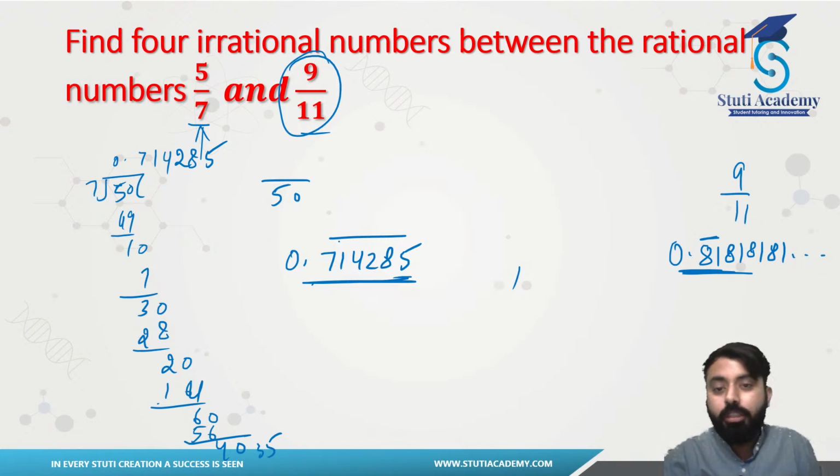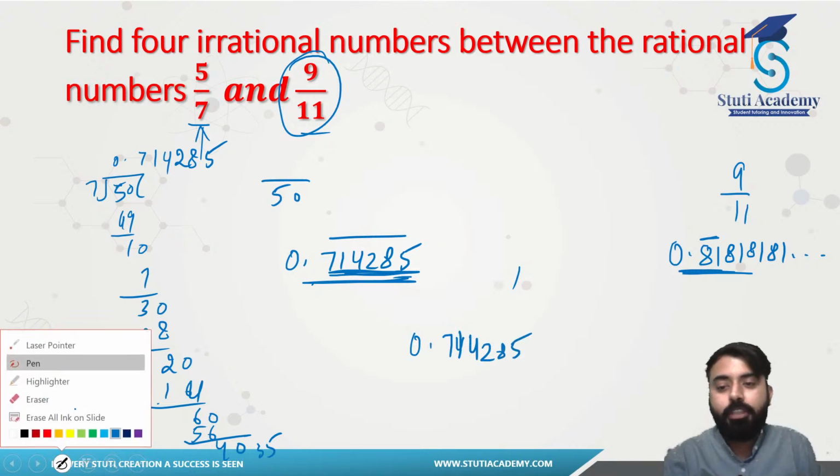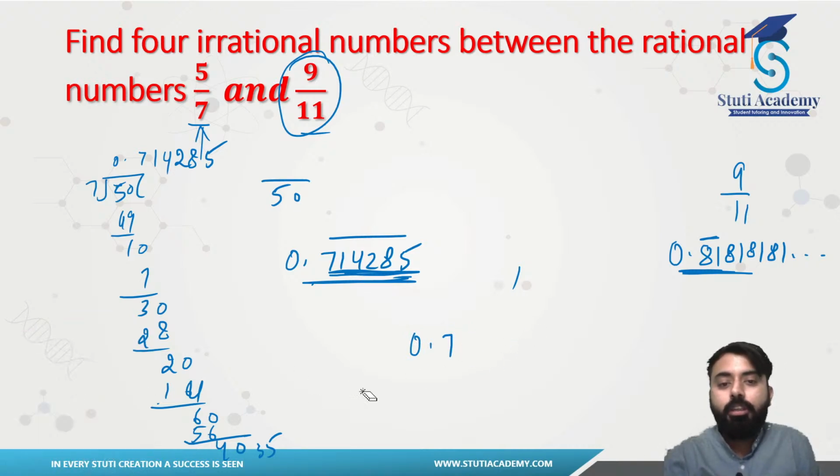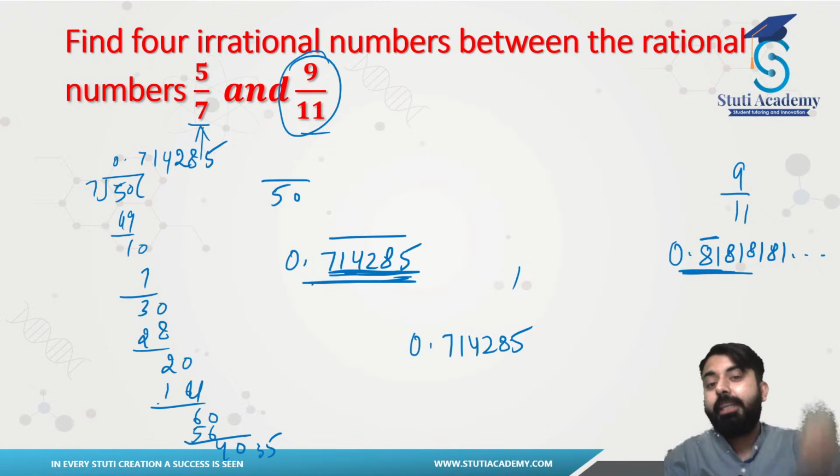So you have to find out any four irrationals between the rationals, right? Just actually write these 6 digits as they are, 0.714285. Let me just erase this and write it neatly. So just write these 6 as they are, 714285. Then you have to make irrational numbers, right?